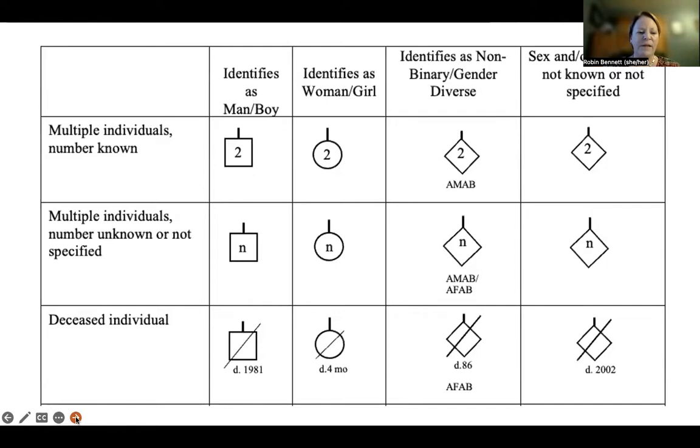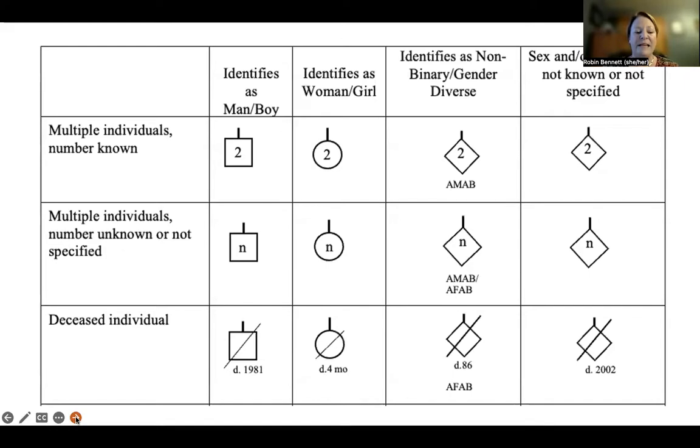So here is how you can use symbols if you have multiple people assigned male at birth. On the top row, you have multiple individuals, and there are 2 men. In the next one, there are 2 women. In the next one, there are 2 people who are non-binary or gender diverse, assigned male at birth. And then here would be 2 people where you know that they have 2 relatives, but you don't know their sex or their gender, so you just use a diamond.